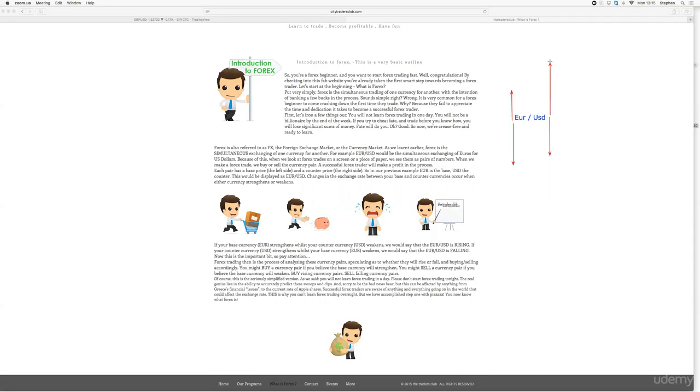Okay, so this is the important bit. Forex trading is the process of analysing these currencies, speculating whether they will rise or fall, and in this case, buying or selling accordingly. So you might want to buy a currency pair if you believe that the currency pair will strengthen. You might want to sell a currency pair if you believe it's going to weaken accordingly. So technically what we want to do is be buying currencies that are going up and selling currencies that are going down.